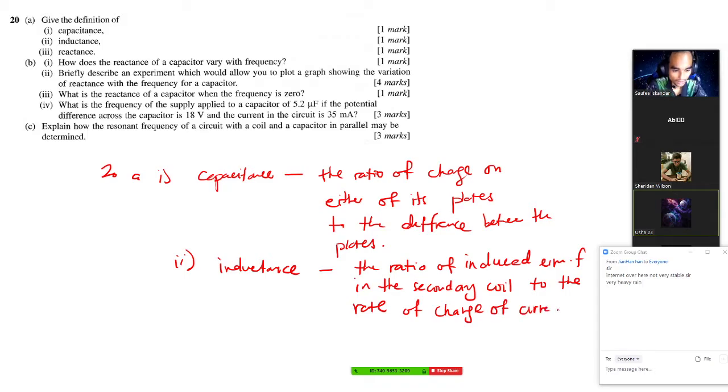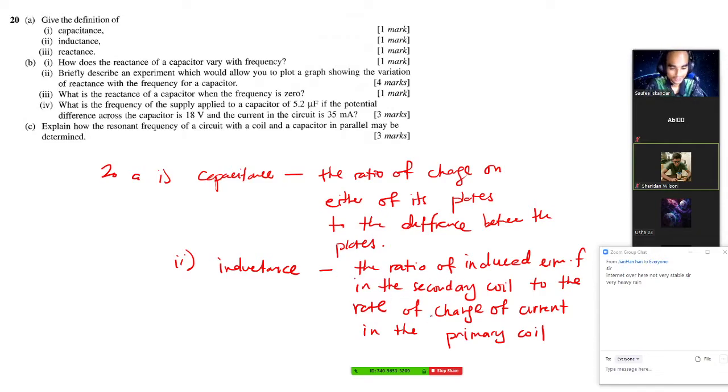Okay, just read what I'm writing on the board. Wait, sir, I can't see the screen. Okay, yeah, I can read. The ratio of induced EMF in the secondary coil to the rate of change of current in the primary coil. Okay, so that will be the inductance.